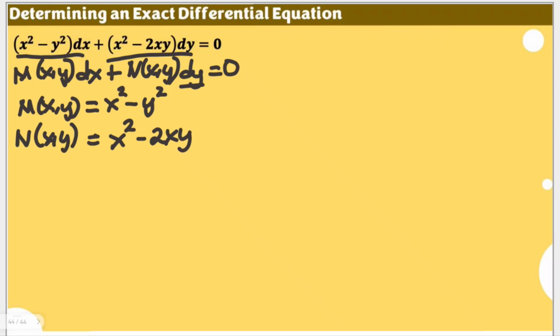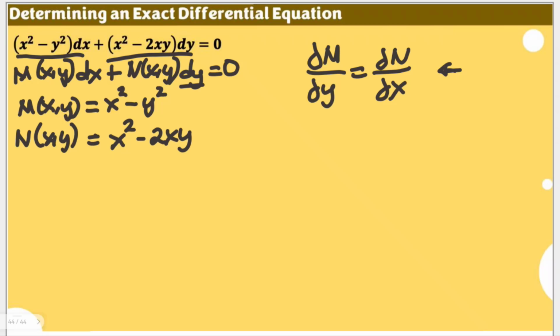Okay, now that we are done determining the functions, let's show whether the partial derivative of M with respect to y is equal to the partial derivative of N with respect to x. And if we can establish this, this is enough for us to say that this equation is an exact differential equation. But if it's not, then this is non-exact.